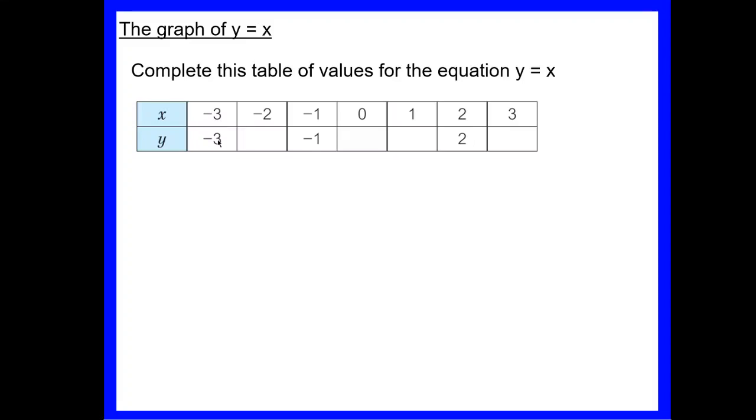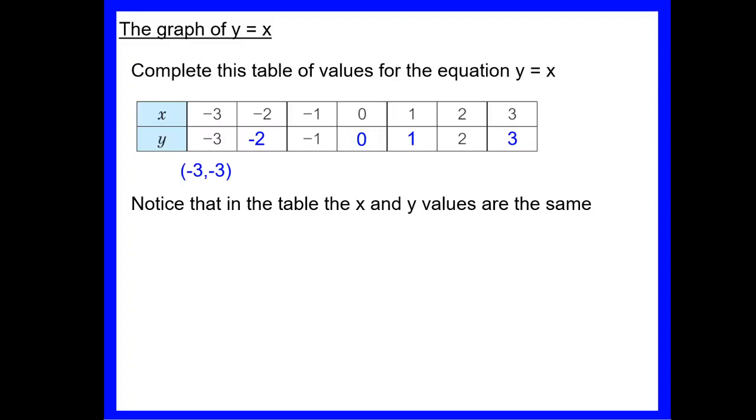X is minus 3 and y is minus 3. So if x is minus 2, y is minus 2. So we can fill in our table. So remember, there's nothing here telling me to multiply or add anything else. It's just telling me they are equal to each other, meaning they are the same value as each other.